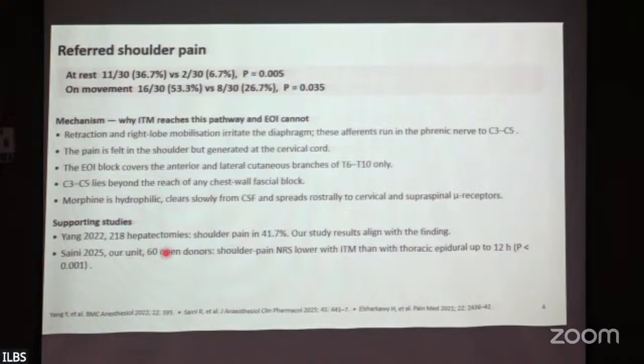Yang et al. in 2022 studied 218 hepatectomies and showed that the incidence of shoulder pain is 41.1%, which aligns with our study. Saini et al. from our own institute did 60 open donors comparing thoracic epidural analgesia with intrathecal morphine, and they found that the NRS scores were less with intrathecal morphine than with thoracic epidural analgesia at 12 hours.